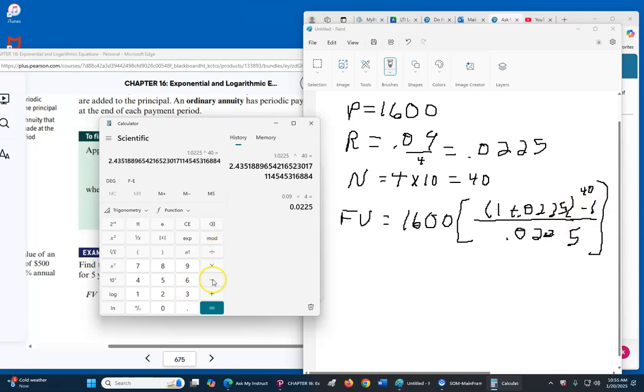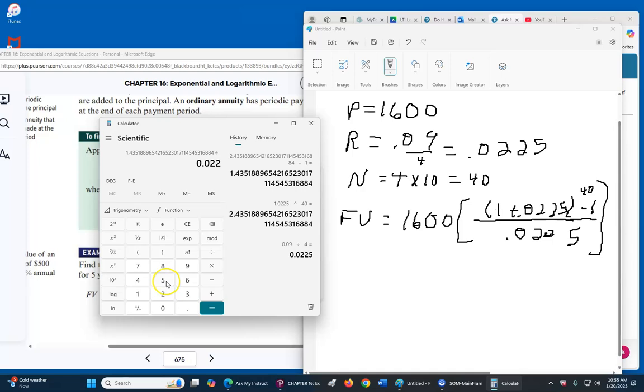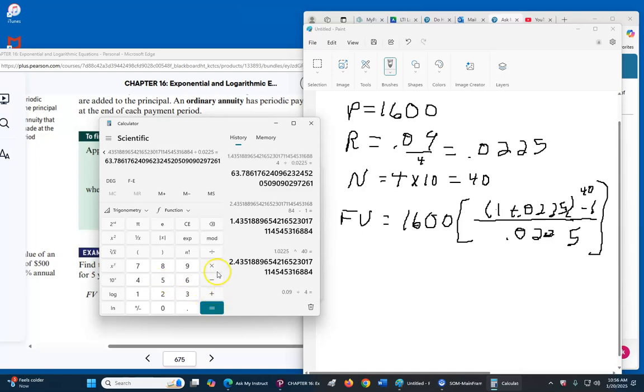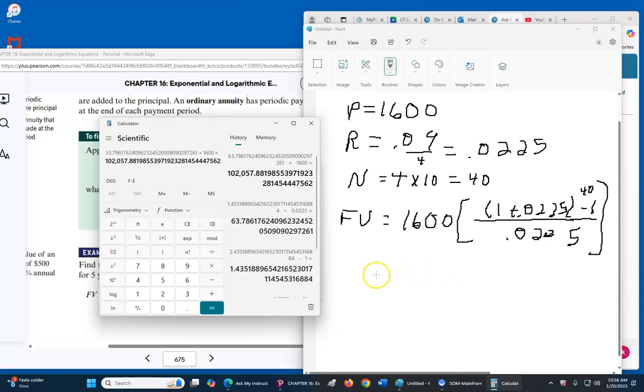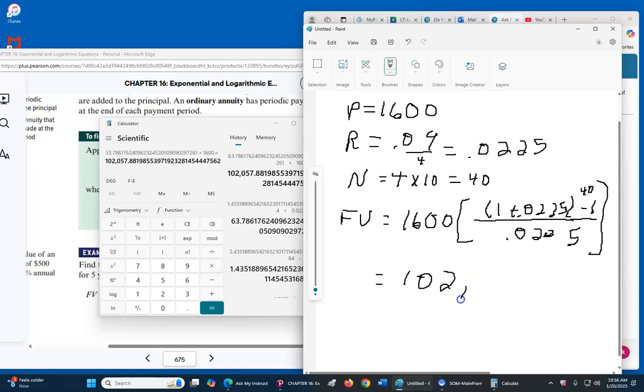Then I want to subtract 1. Then we've got to divide that by 0.0225. And finally, we've got to multiply that by the payments, the $1,600 every quarter. So I get $102,057 and 88 cents. I don't know what they tell you to round it to.